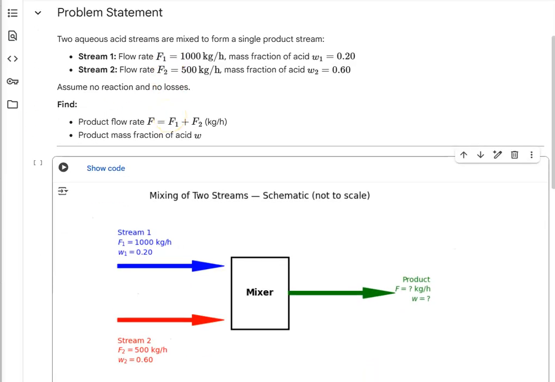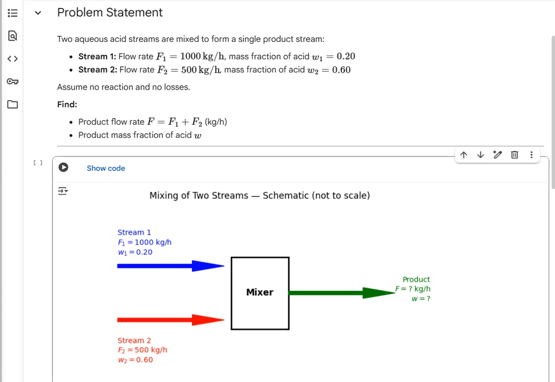Here is the problem statement. When two liquid streams mix, say two acids of different strength, the total mass and total amount of solute must be conserved. That is the heart of a material balance: input is equal to output. Here we'll mix two aqueous acid streams to form one product stream. Let's look at the data.